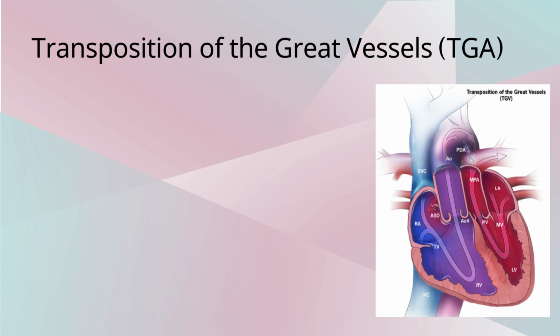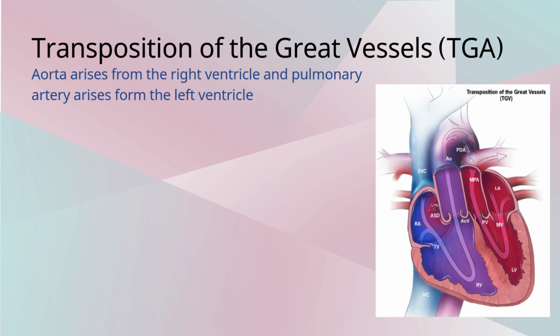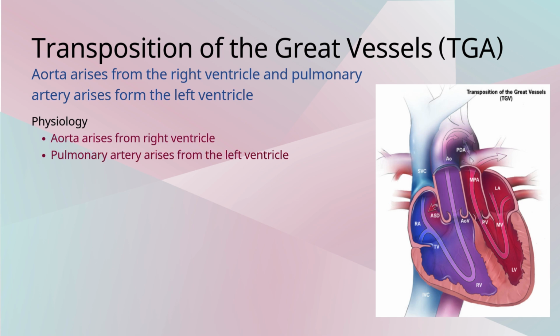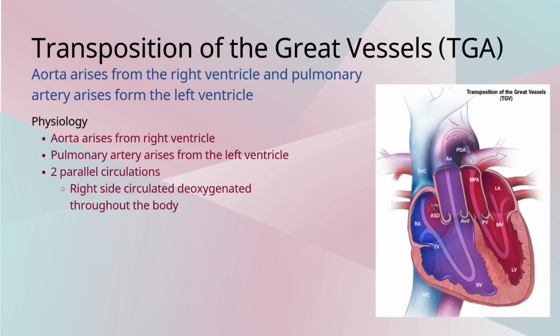All right, next we have another serious cyanotic lesion, and that is transposition of the great vessels or transposition of the great arteries. And this is where the pulmonary artery and the aorta are transposed or switched. So the aorta arises from the right ventricle instead of the left, and the pulmonary artery arises from the left ventricle instead of the right. And what this creates is two parallel circulations instead of running together in series, they run independently. So the right ventricle pumps deoxygenated blood from the body right back through the aorta into systemic circulation again.